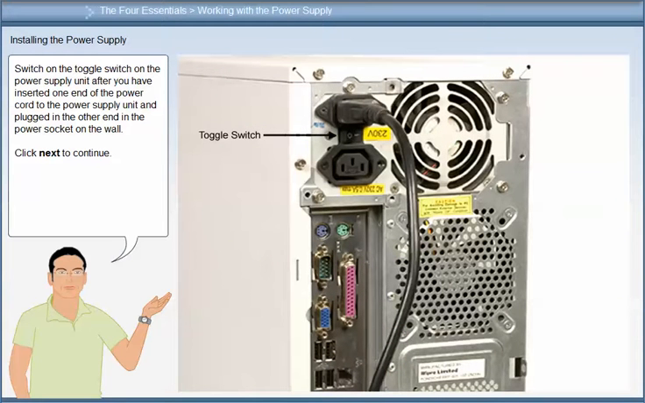Switch on the toggle switch on the power supply unit after you have inserted one end of the power cord to the power supply unit and plugged in the other end in the power socket on the wall.